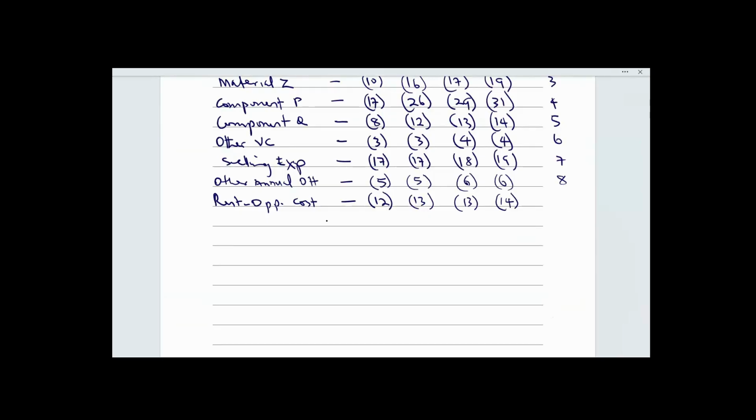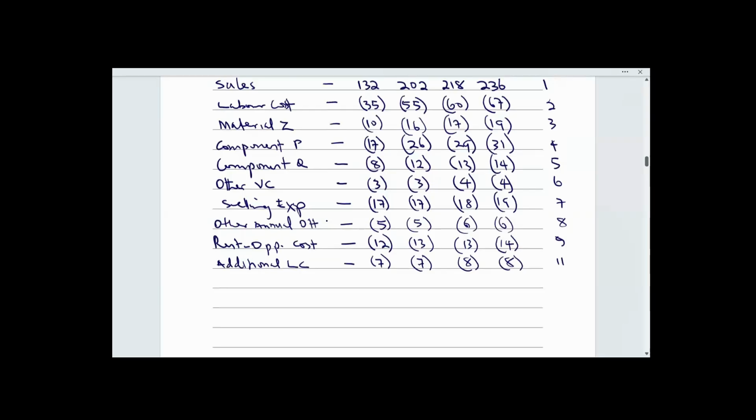Tax saved, so that will come later. We have additional labor costs. Oh, yeah. Additional labor cost in the first year is 7 million. 7, 7, 8, 8. That's working 11.